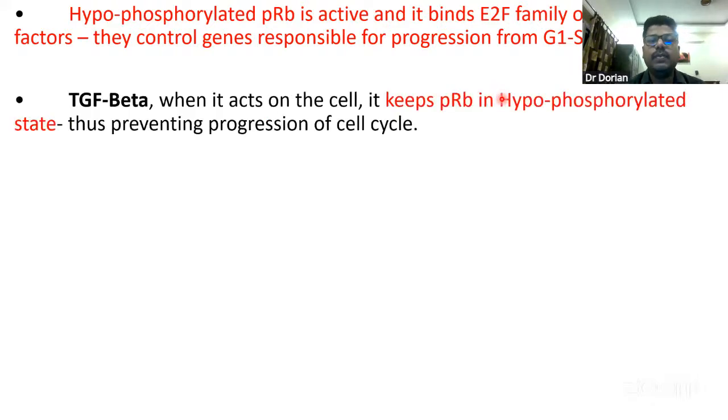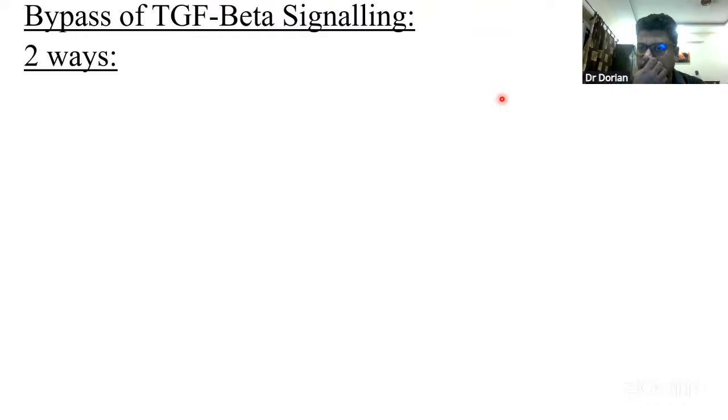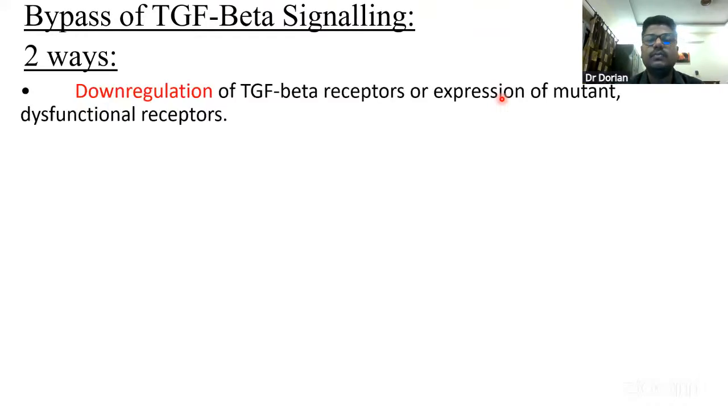Transforming growth factor beta is a very good molecule. It keeps the retinoblastoma in the hypophosphorylated state, thus preventing the progression of cell cycle. The bypass of this transforming growth factor beta signaling happens in two ways: downregulation of transforming growth factor beta receptors, or expression of mutant receptors.